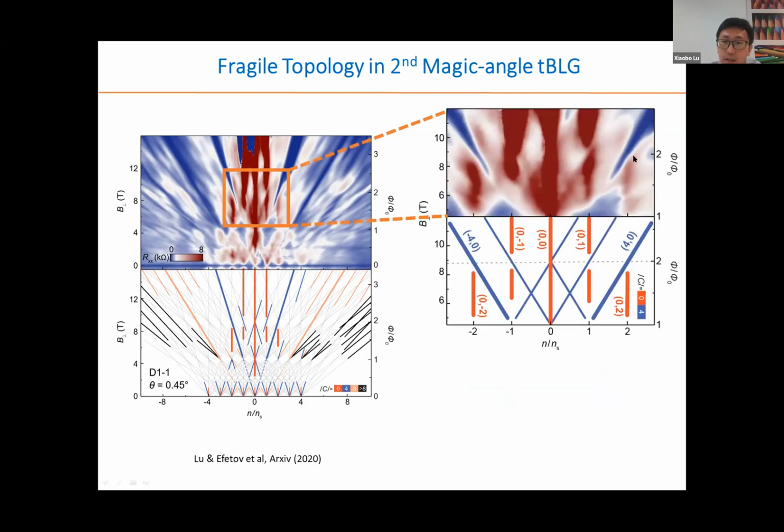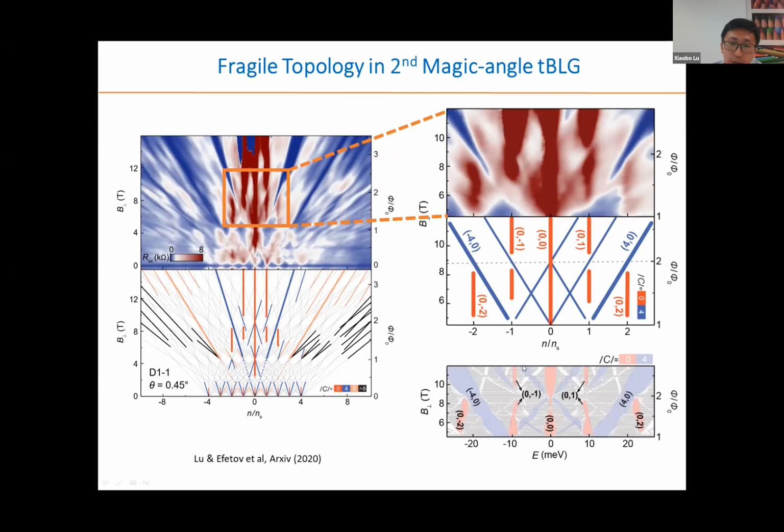We can see this gap is from the charge neutrality, and it clearly interrupts the first miniband and the second miniband, and basically it connects all these Hofstadter spectra together. So we also calculated the Hofstadter spectrum, which can perfectly match our experiments.